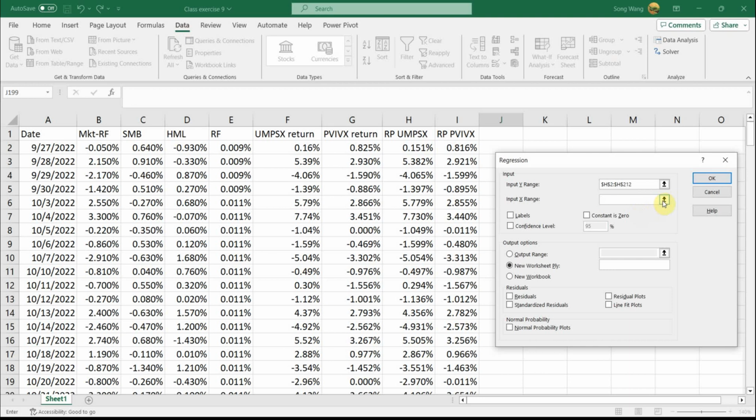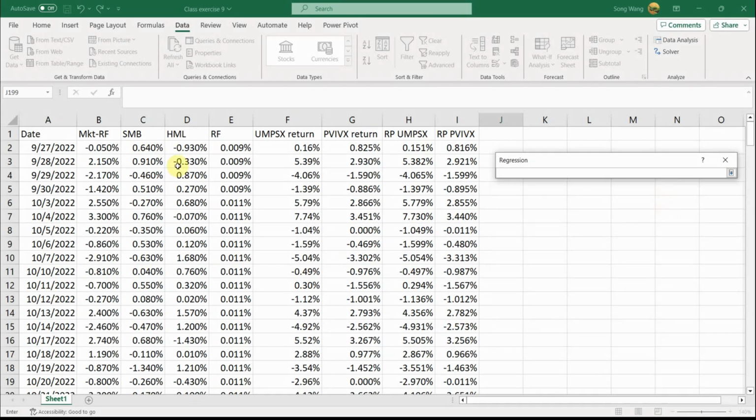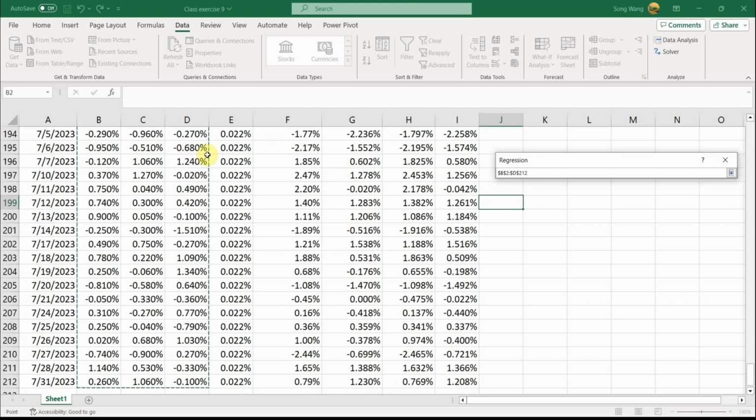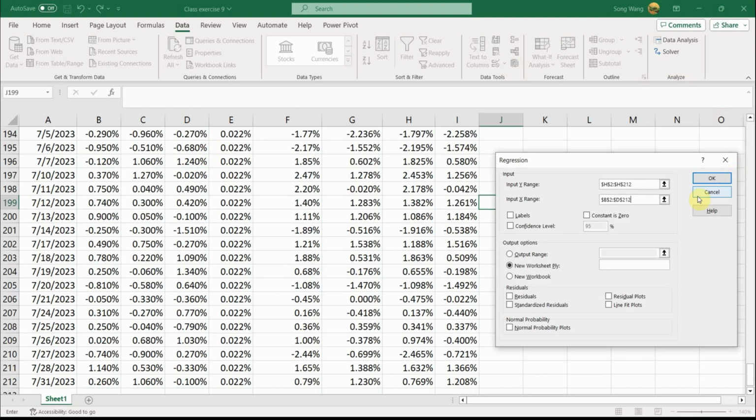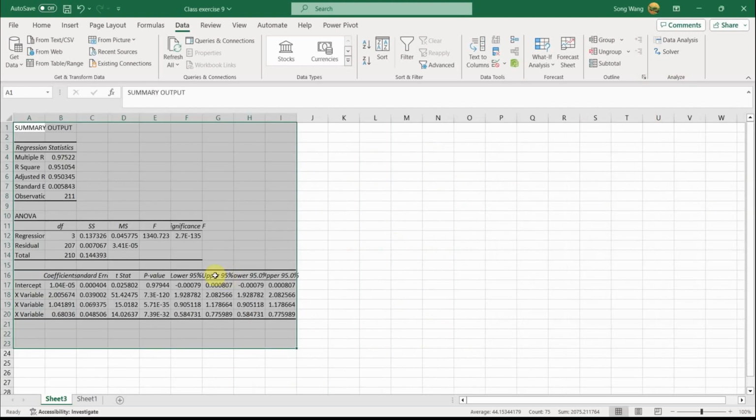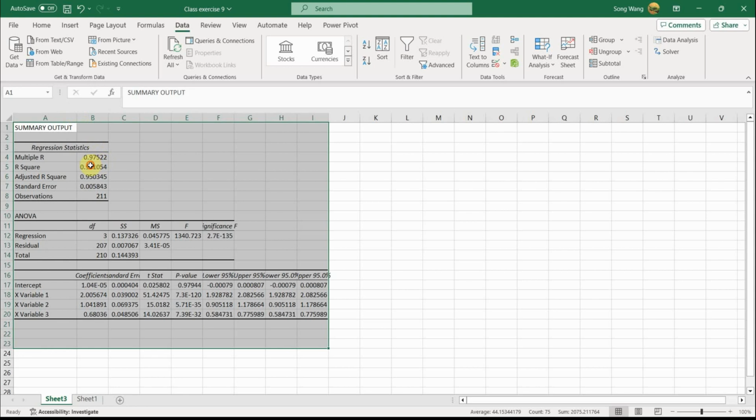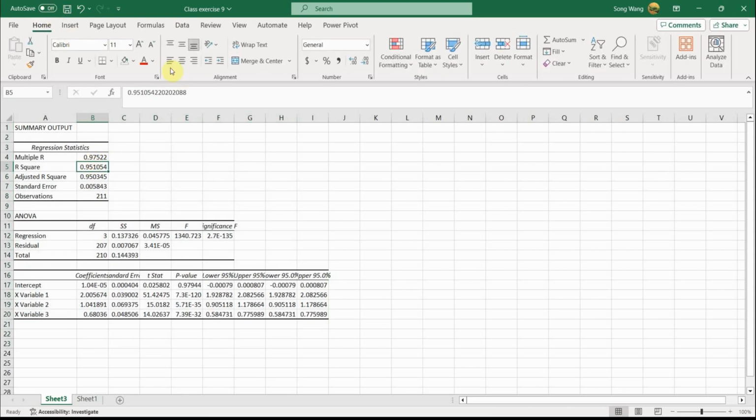For the X values, you're going to select all 3 factors. That's right. So instead of just 1 column, you're going to select the 3 columns of data. Okay, Control-Shift down arrow, all get selected. All right, and then you hit OK to have the result. All right, so what you're going to read here from the table is R square.